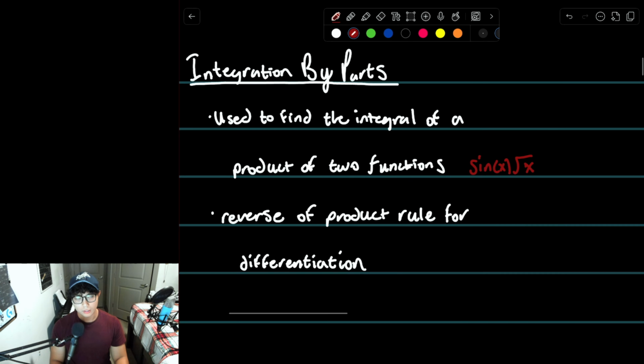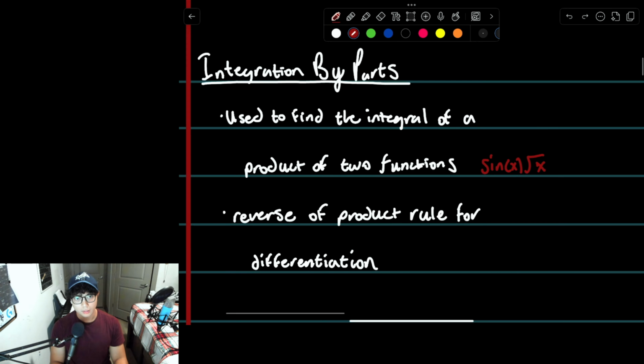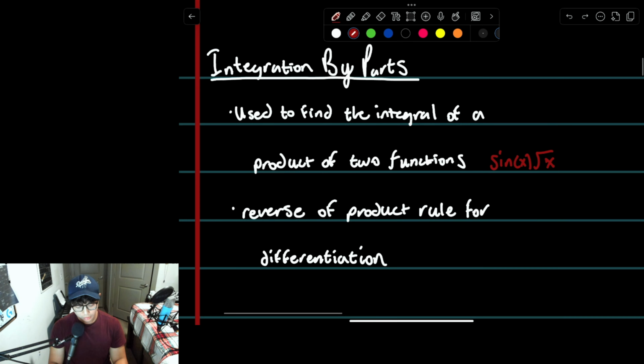And you might be wondering, well, couldn't we use u substitution? If we chose any of these for our u, it would not cancel anything out. So you have to use integration by parts. To think of it, it's also the reverse of product rule for differentiation or finding derivatives.